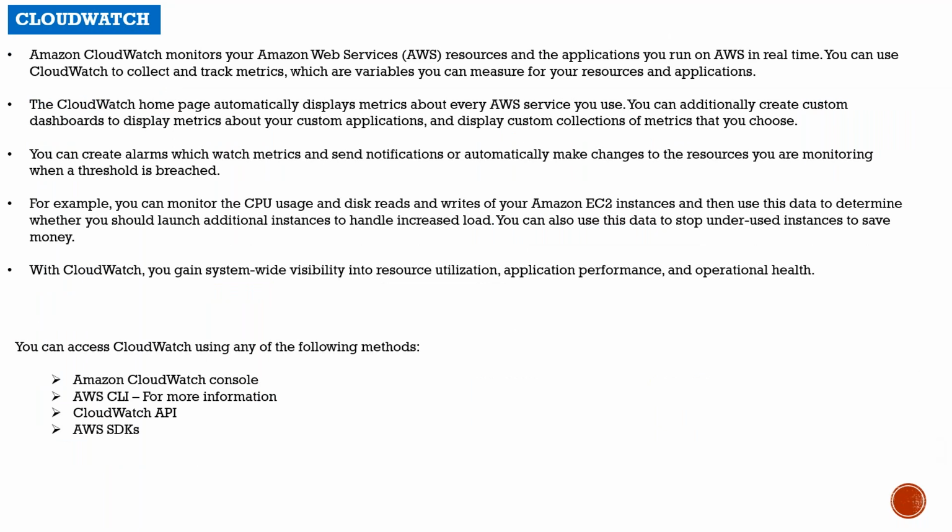And what you can do is, once you have set a threshold limit, let us say you have set a threshold limit of, say, 60% or 70%, then as soon as your CPU utilization crosses that particular benchmark, it will automatically trigger an alarm.